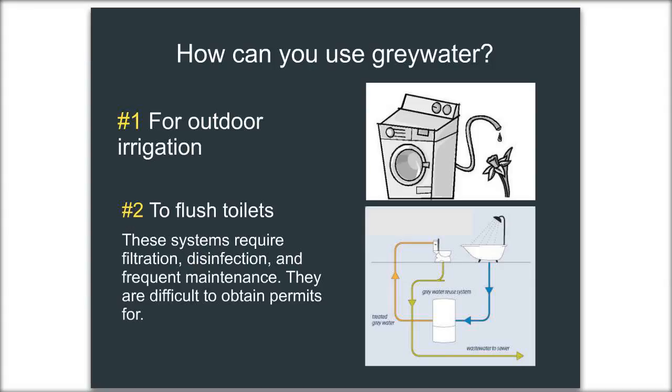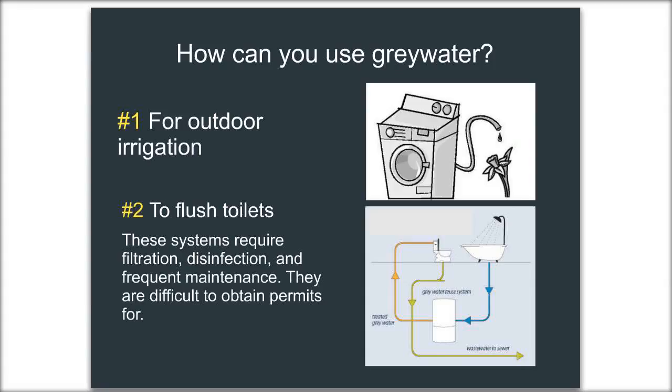So there are two main ways to use graywater. The number one way is to use it for outdoor irrigation. It's the most affordable. The systems are the simplest. They require the least amount of maintenance. And it's easiest to get permits to use graywater outside to irrigate.